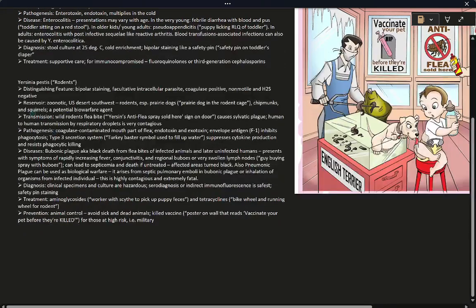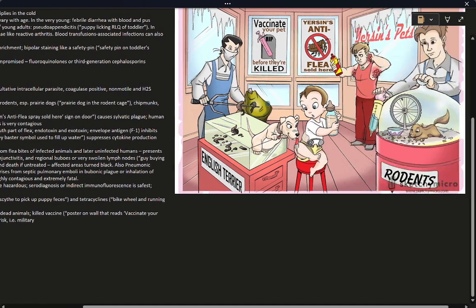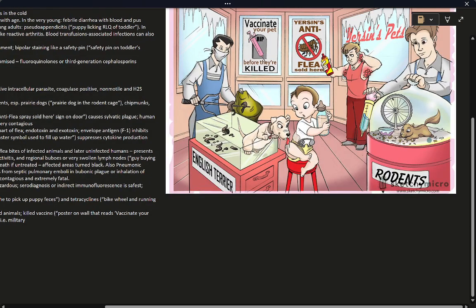And so the main reservoir for the Yersinia pestis is that it is zoonotic. And it can be found in the deserts in the southwest part of the United States. It is known to be found in rodents, especially prairie dogs, chipmunks, and squirrels. And it can also be a potential biowarfare agent. To help you remember the animals where this bacteria is found, think about the prairie dog in the rodent cage that we see over here.